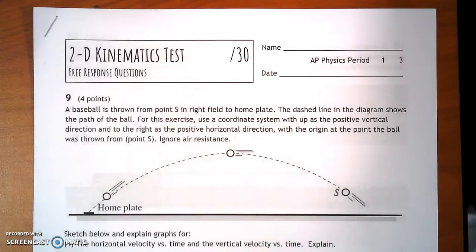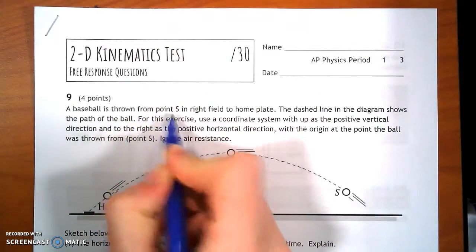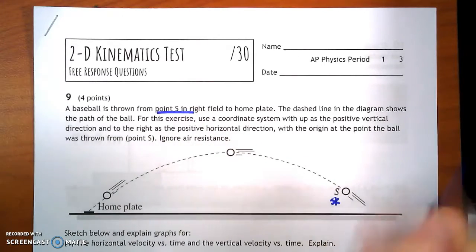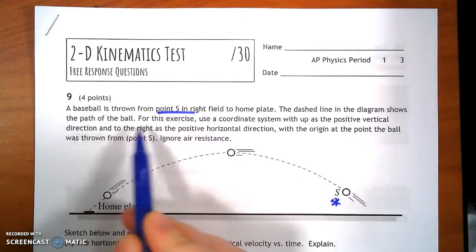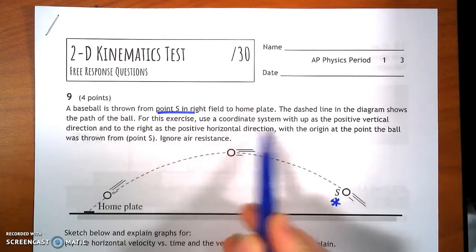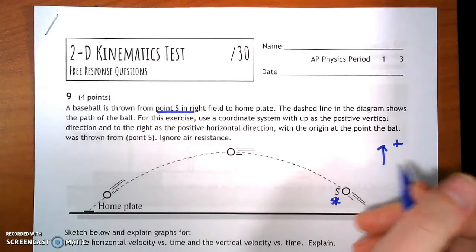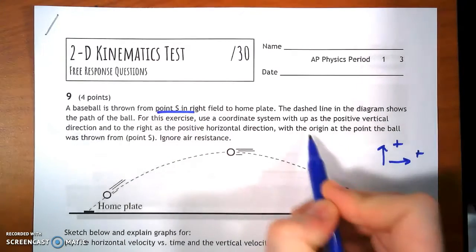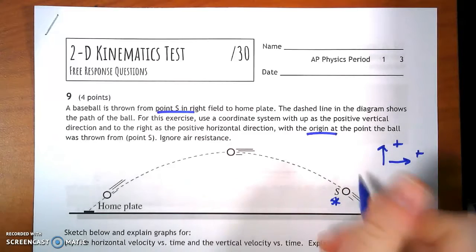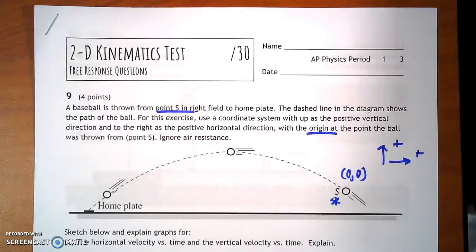Here's the solutions to your second exam, the 2D kinematics test. Number 9, a baseball is thrown from point S, which is over here, in right field to home plate. The dashed line on the diagram shows the path of the ball. For this exercise, use a coordinate system with up as the positive vertical direction and to the right as the positive horizontal direction, with the origin at the point the ball was thrown from. So this is 0, 0 right here.